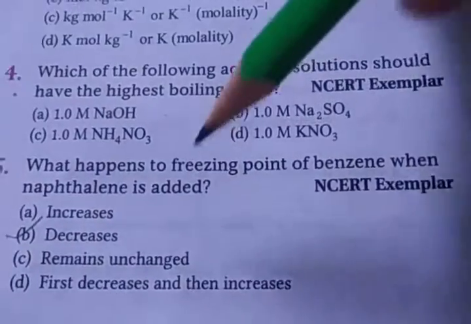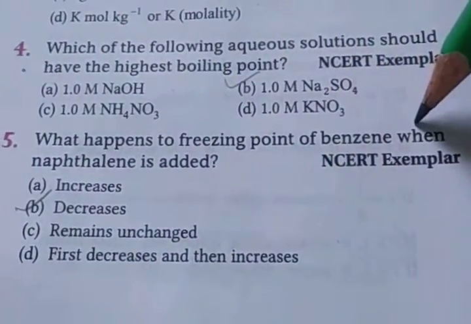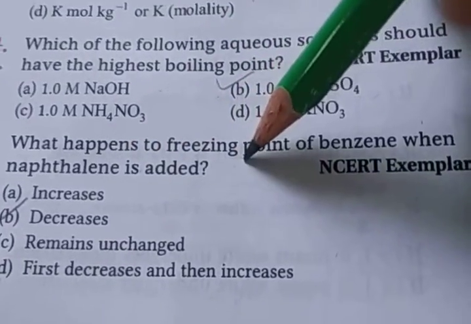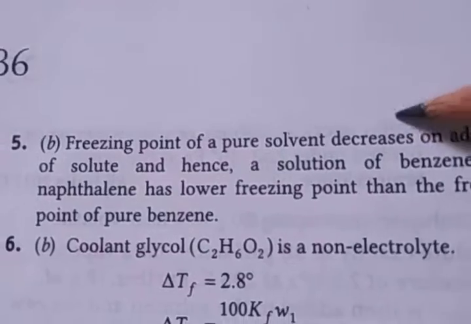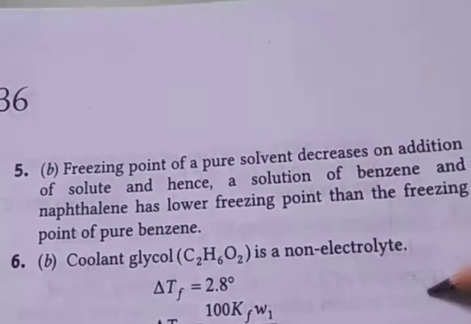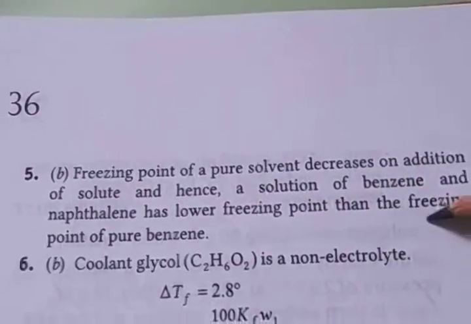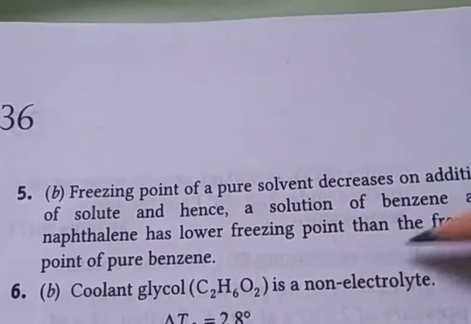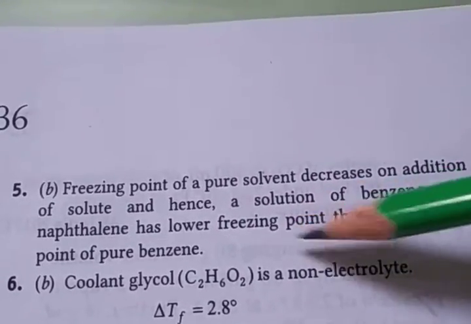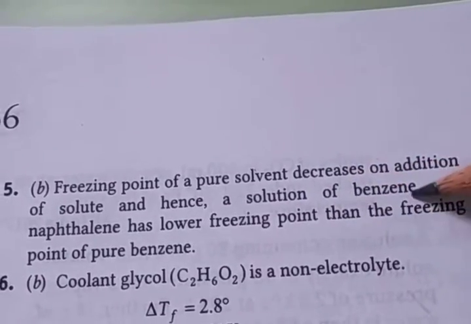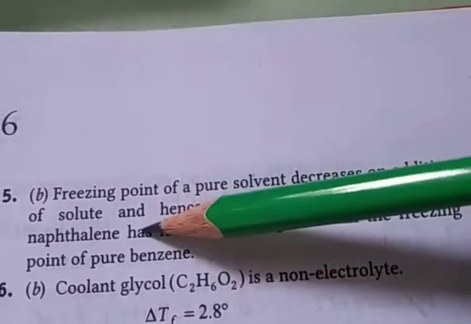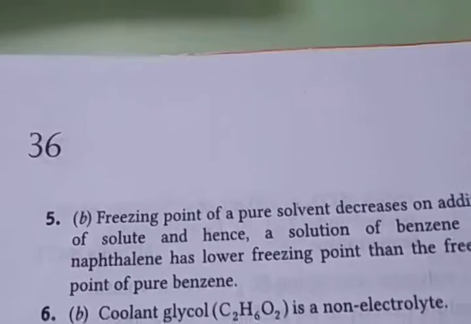Next question is, what happens to the freezing point of benzene when naphthalene is added? So the freezing point of the pure solvent decreases on addition of the solute, and hence a solution of benzene and naphthalene has a lower freezing point than the freezing point of pure benzene. So the freezing point of the pure solvent decreases whenever we add solute. So that means B option.